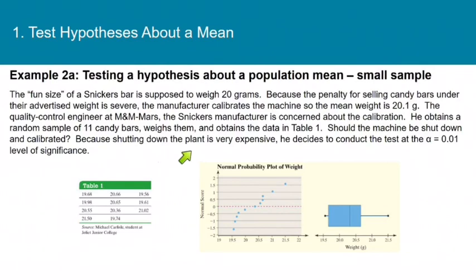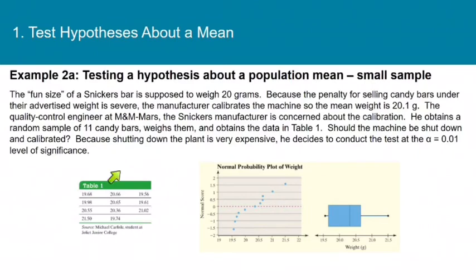Because shutting down the plant is very expensive, he decides to conduct the test at the alpha equals 0.01 level of significance. So he really wants to minimize the probability of a type 1 error. That is, he wants to be very sure that he's supposed to reject H naught, because he does not want to run the risk of rejecting H naught when H naught is actually true.